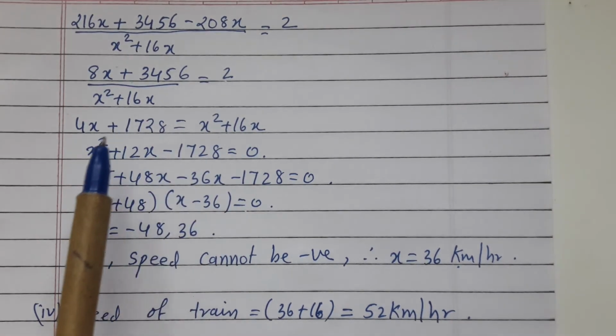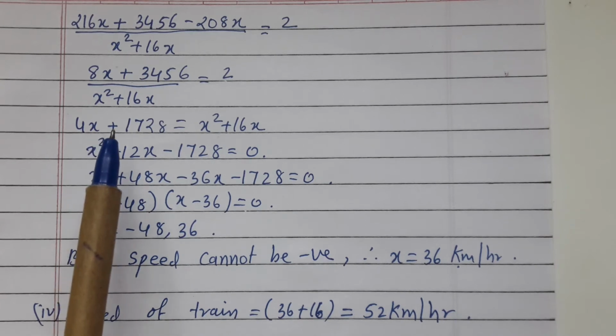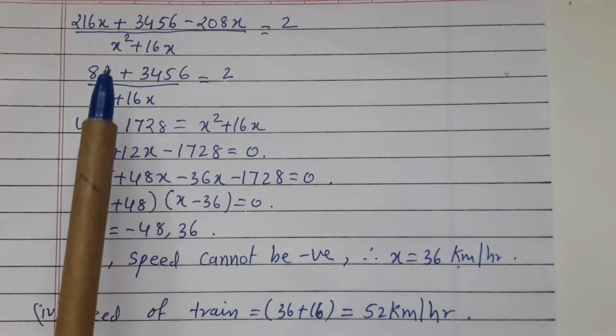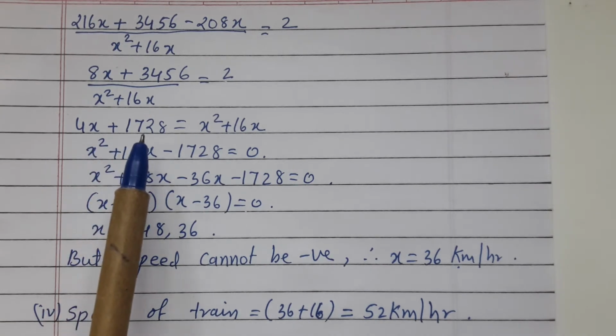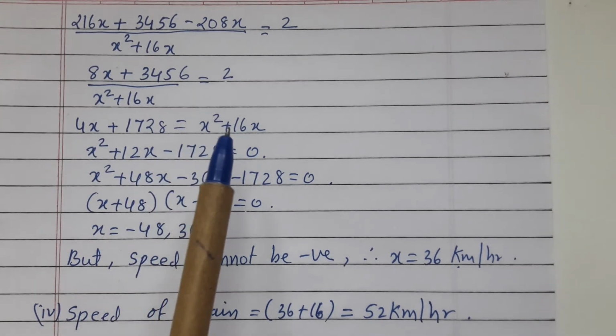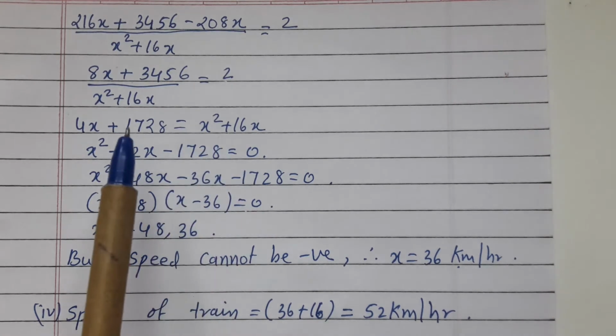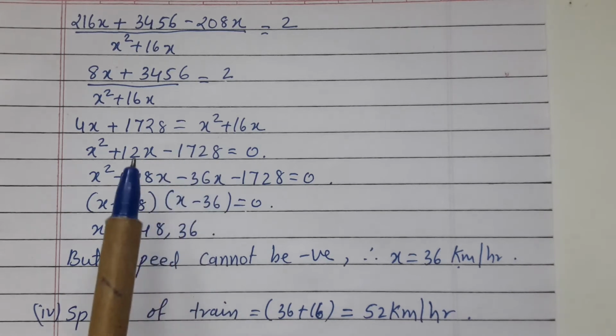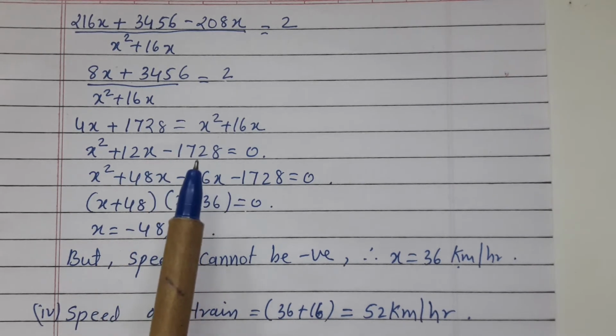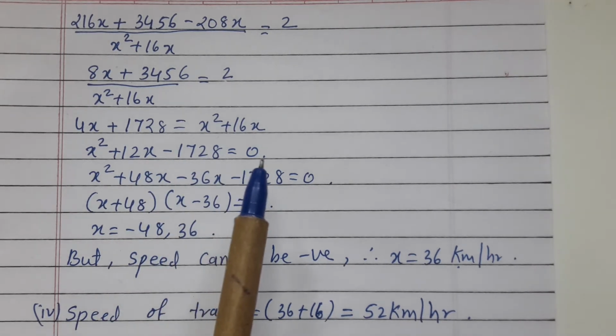First divide by 2 and then cross multiply. 4x plus 1728 equals x square plus 16x. Taking to the right, x square plus 16 minus 4, that is 12x, minus 1728 equals 0.